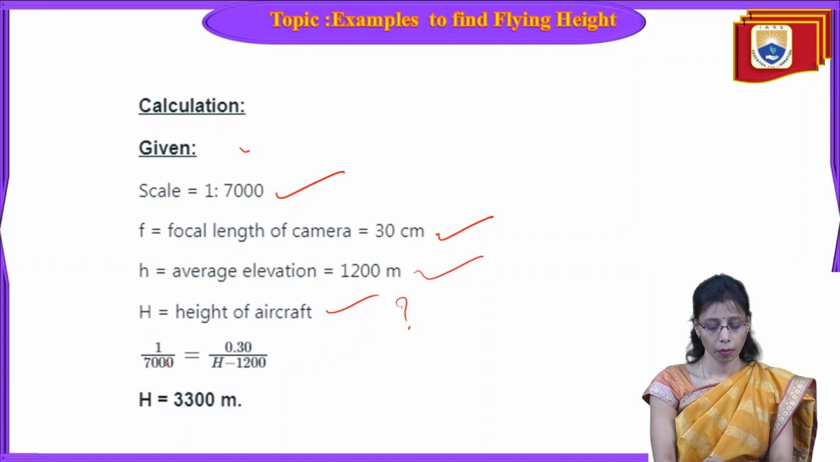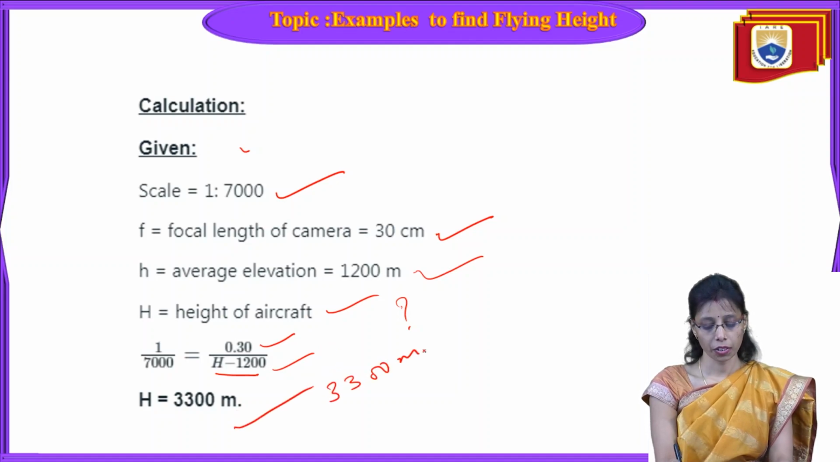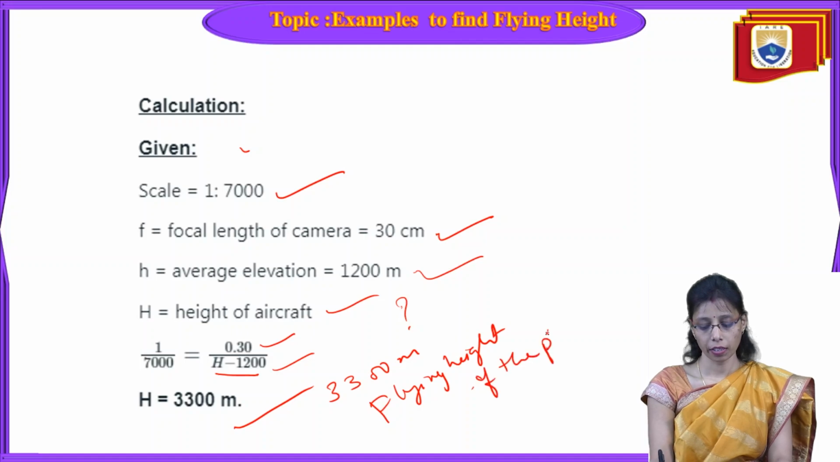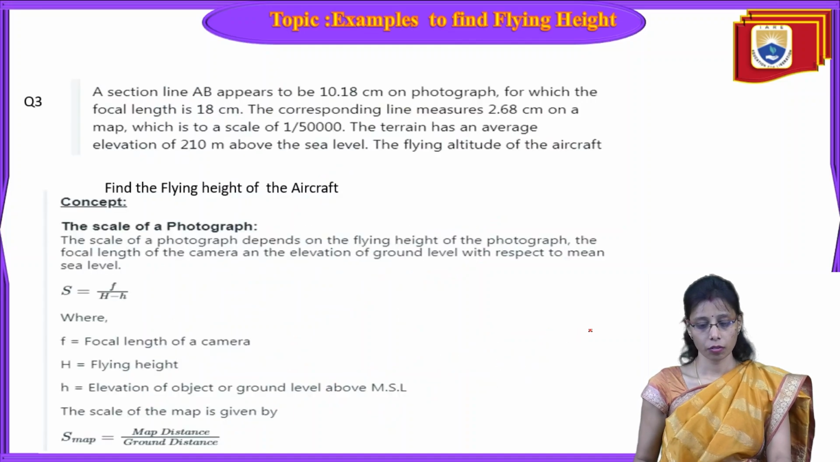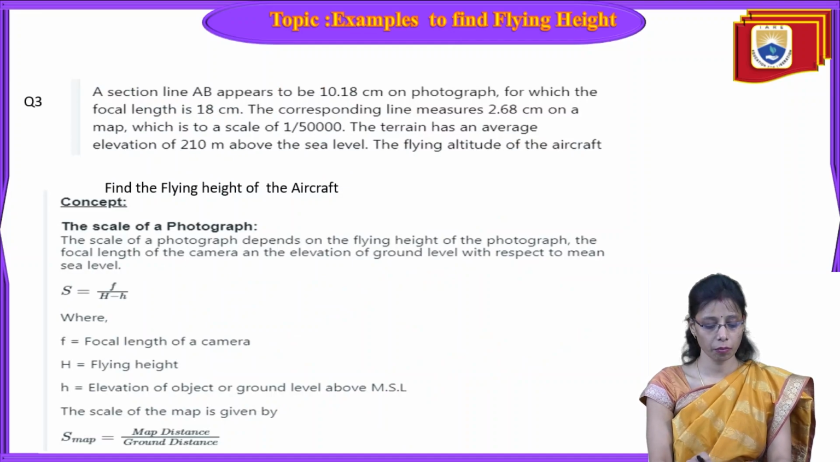Now the scale is 1/7000, which is equal to, after converting, 0.30 by H minus 1200 meters. So you will get the flying height as 3300 meters. This is the flying height of the plane. Right. So here is one more example.